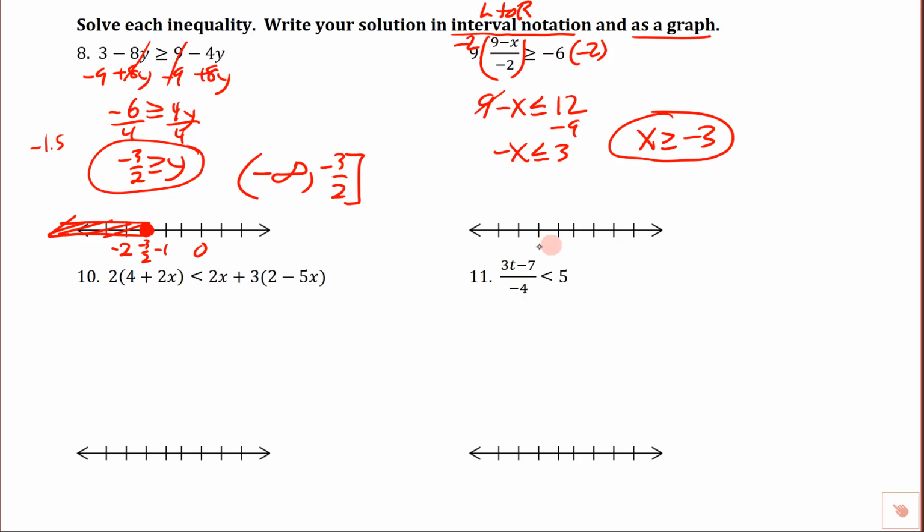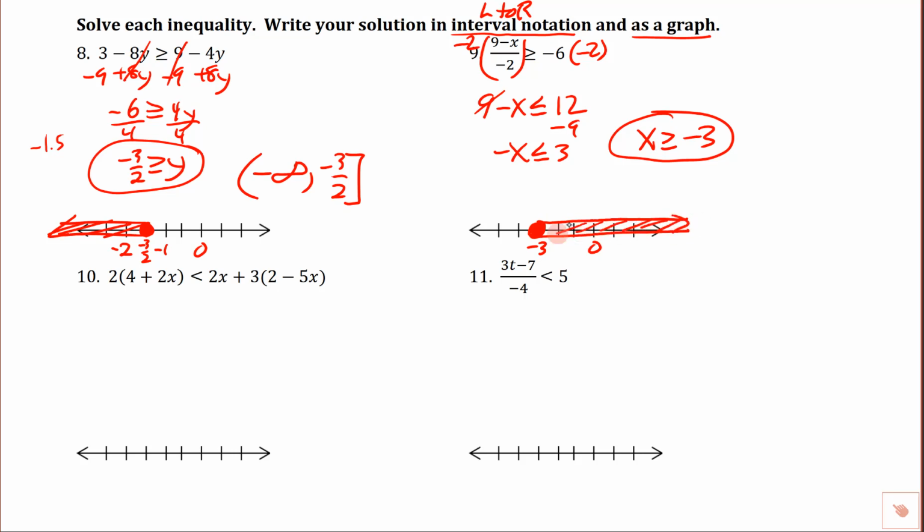Now we want to graph this. So I'm going to put negative 3 about right here. We'll put 0 there. We're going to circle this. It is included, so we're going to fill it in. And then we're going to shade, let's see, the x's are greater than that. The answers are greater than negative 3, so we're going to shade this direction right here.